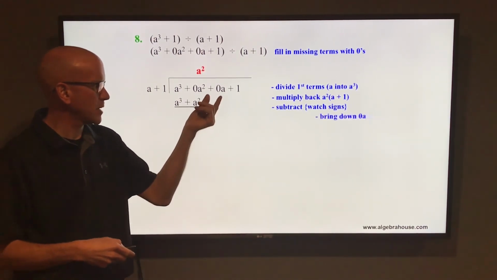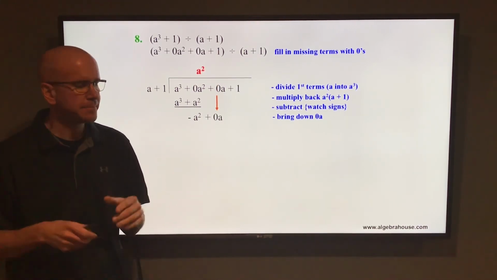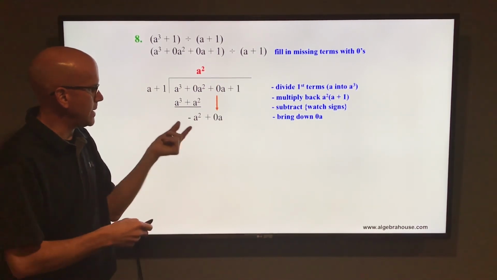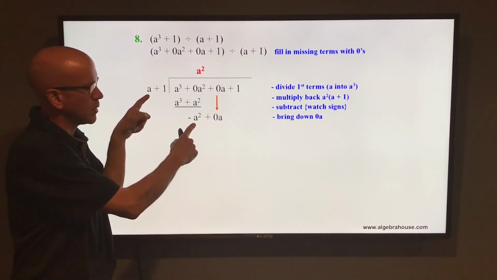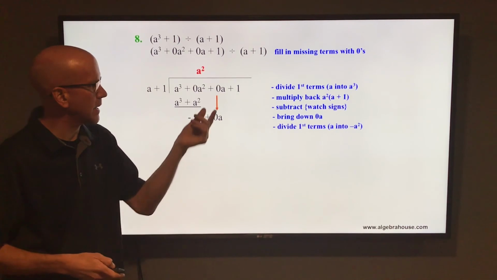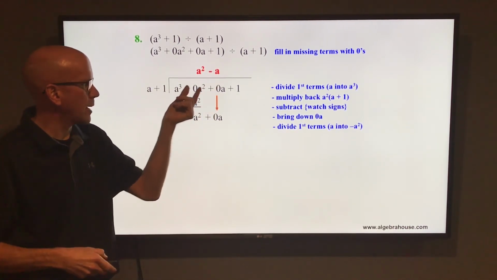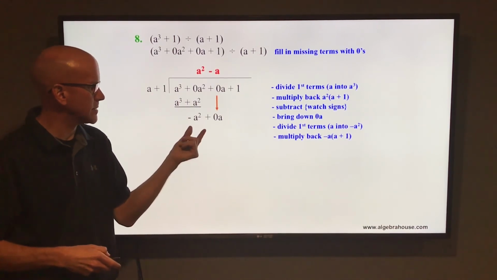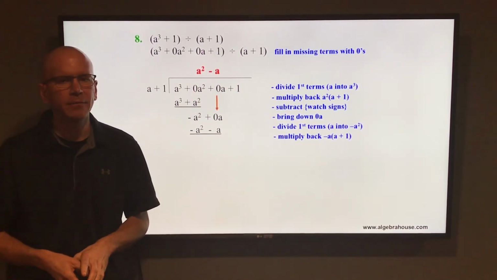After you subtract, bring down that next term. So you're bringing down that 0a. Then divide a into negative a squared. So just divide the first terms. Negative a squared divided by a, that would be negative a. Put that up top. And then multiply back with the distributive property. So take negative a times a, that is negative a squared, and negative a times 1, that is negative a.